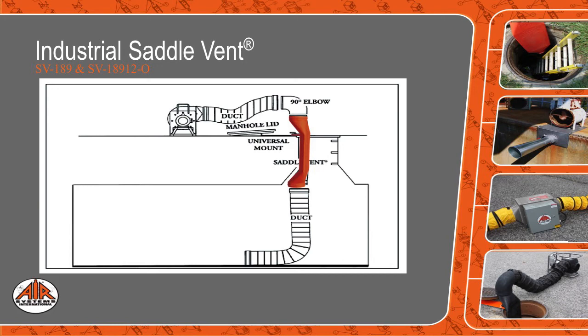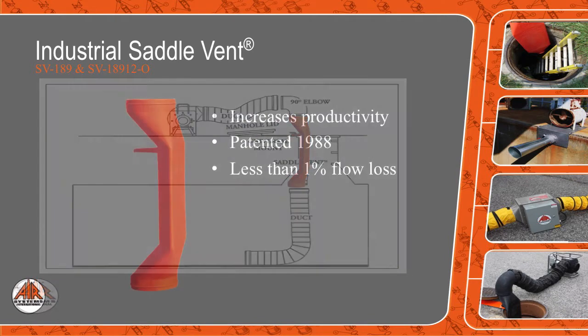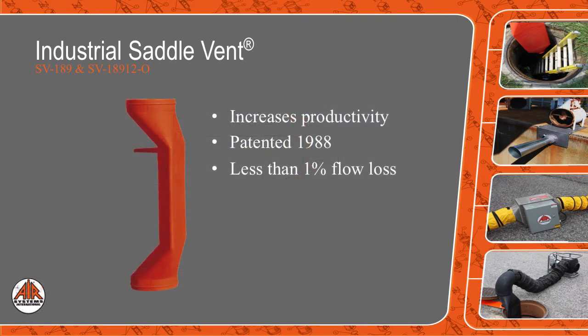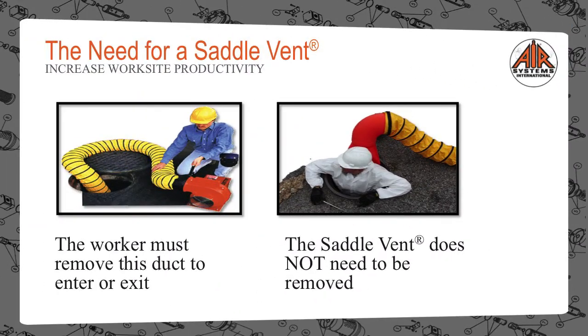The best example of this is the saddle vent. The saddle vent is amazing in its simplicity. Use the saddle vent with any blower or fan to increase worker productivity. The saddle vent allows for continuous ventilation without ducting removal, maintaining continuous ventilation in the confined space area until the job is complete. Without the saddle vent, the ducting will have to be removed so the worker can enter and exit the confined space. This slows down the work process, in turn costing more money and could make the environment dangerous due to lack of ventilation.